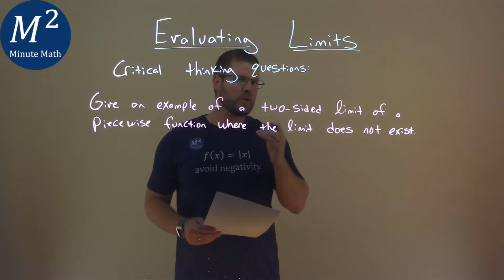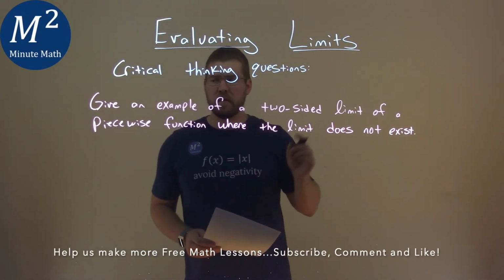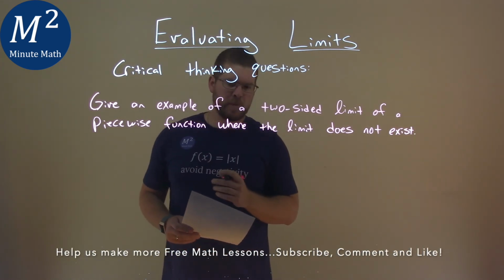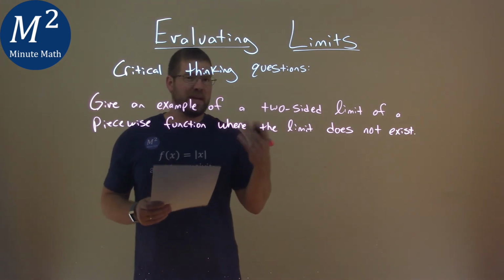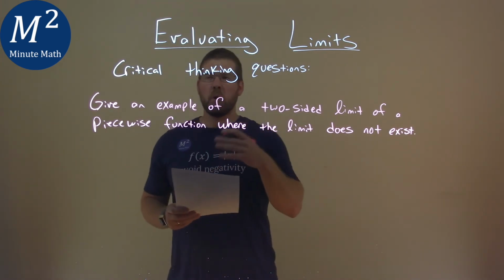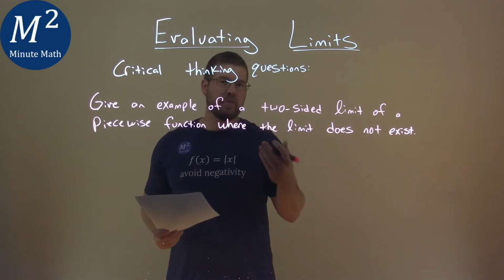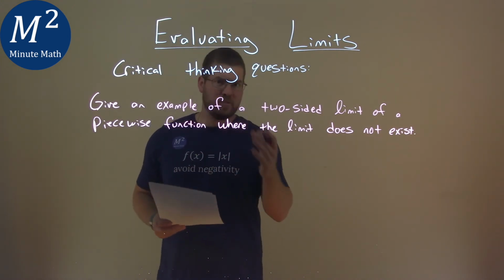We're given this critical thinking question. Give an example of a two-sided limit of a piecewise function where the limit does not exist. So we have to do a piecewise function, and we find the limit doesn't exist. And generally, a good goal here is you want the left and right hand side to approach two different values. Okay? So there are many answers here.